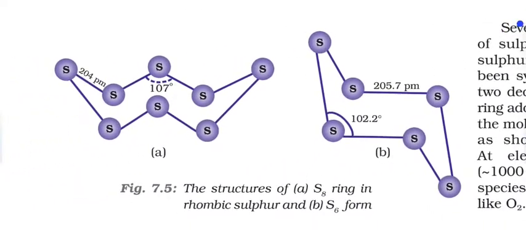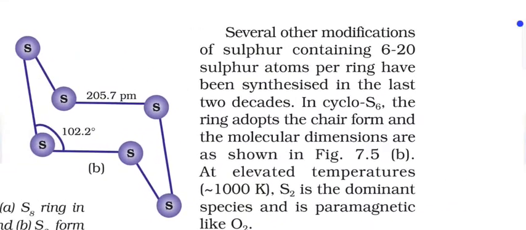In this case, as we can see, we have first structure A, which contains 8 members. All of them are sulfur atoms and it is crown like in shape. That's why it is mentioned as crown shaped. Several other modifications of sulfur containing 6 to 20 sulfur atoms per ring have been synthesized in the last 2 decades. So as you can see, we have very different types of structures which can be obtained from sulfur atoms only.